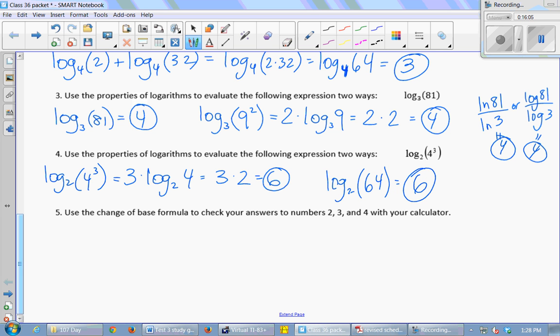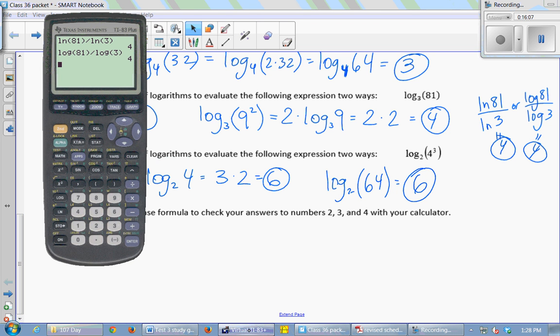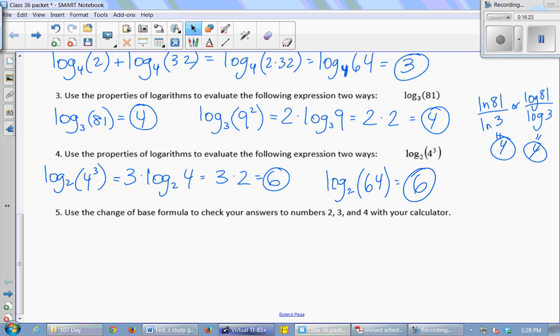And then I can check on my calculator, right? Log base 2 of 64 should be the ln of 64 divided by the ln of 2. That does give me 6. Or 5.9999999 if you're using an HP. All right, so there's the change of base formula. We did it as we went, checking our answers to 2, 3, and 4.